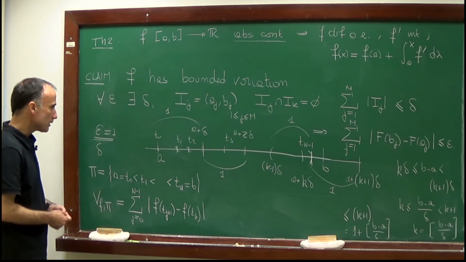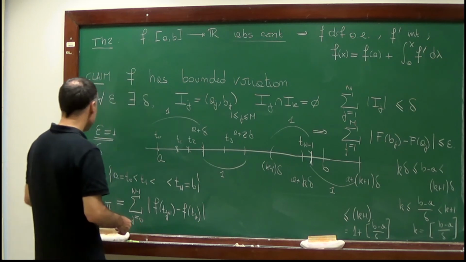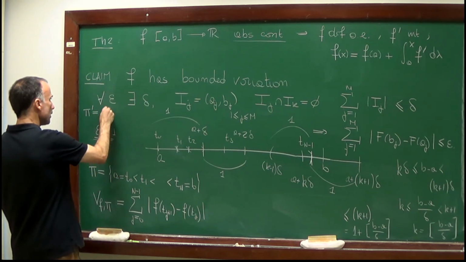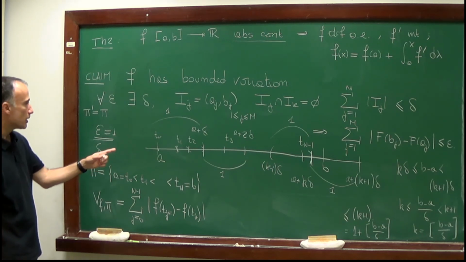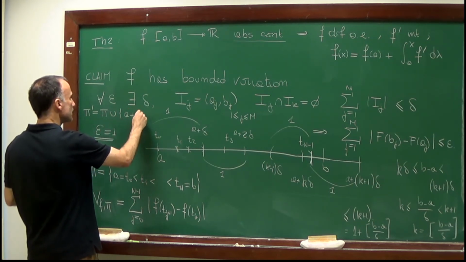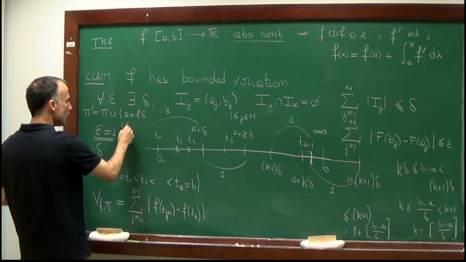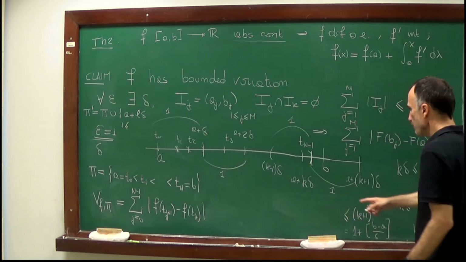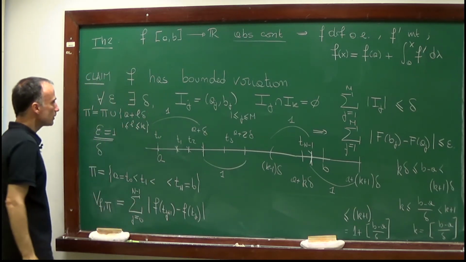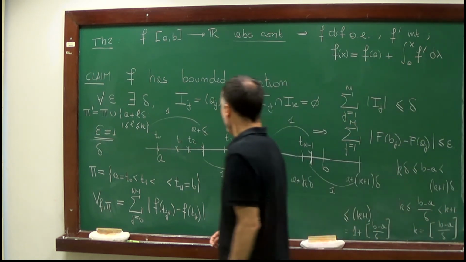So the first thing I want to do is add to pi the points a plus delta, a plus 2 delta, and so on. So let me call pi prime a new finite partition of the interval ab, which is the one I get by adding to pi the points a plus l times delta, where l is ranging from 1 up to k. Where k is given by the integer part of b minus a over delta. So this is a new partition.